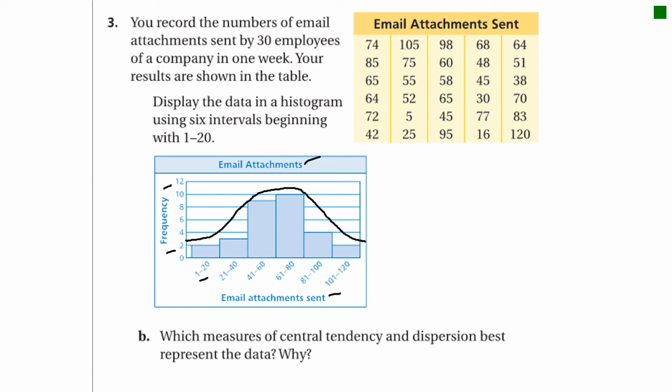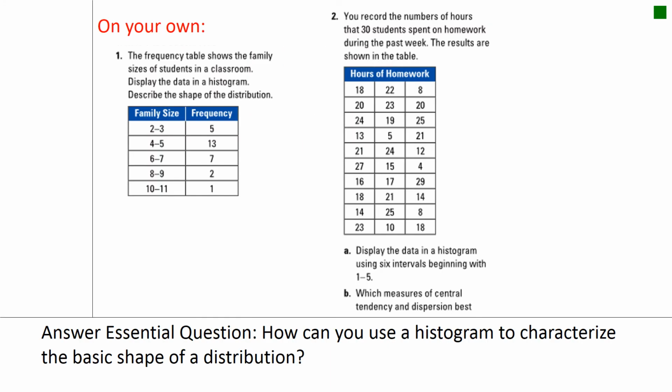Since this is symmetrical for part B, the mean and standard deviation would best represent this data. The mean is that central tendency, and the standard deviation is that dispersion. Let's go ahead and go on to the on-your-own problems.